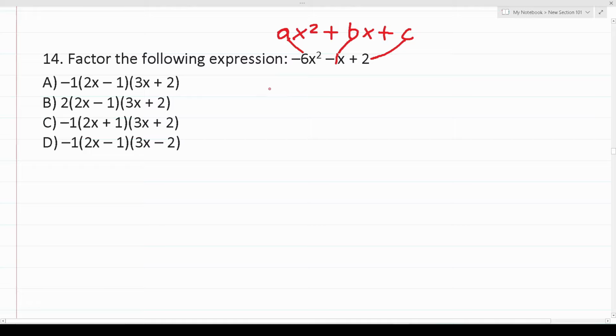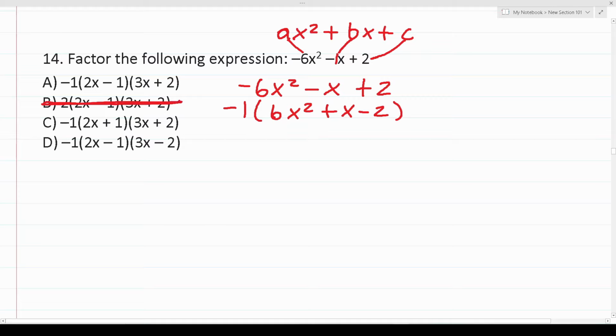All right, so let's go ahead and copy down this expression. We have -6x squared minus x plus 2. Whenever you have a negative in front of an expression like this, you want to go ahead and factor it out. So we're going to factor out a -1, which will make this 6x squared plus x minus 2. All right, so we should see that all the answer choices that begin with something other than -1 are not going to be correct. So we can eliminate B.